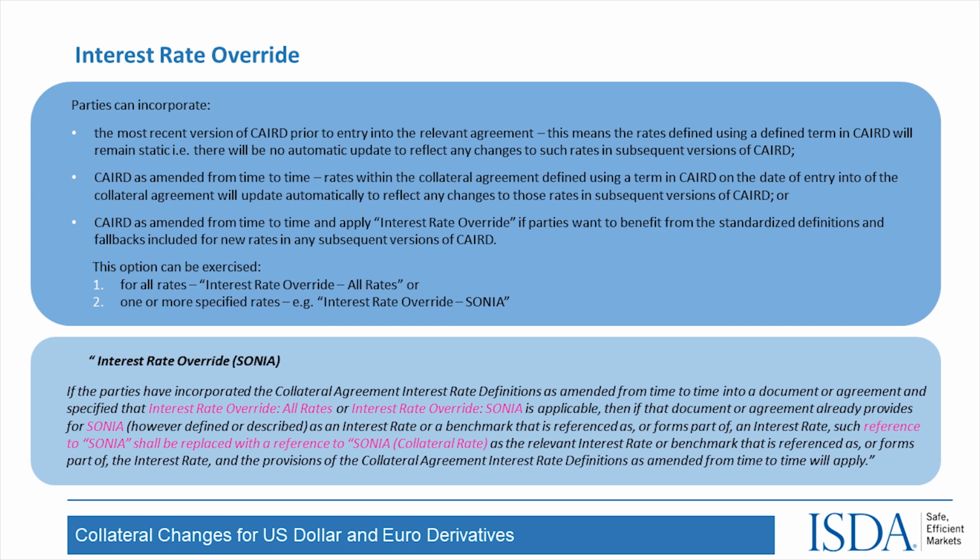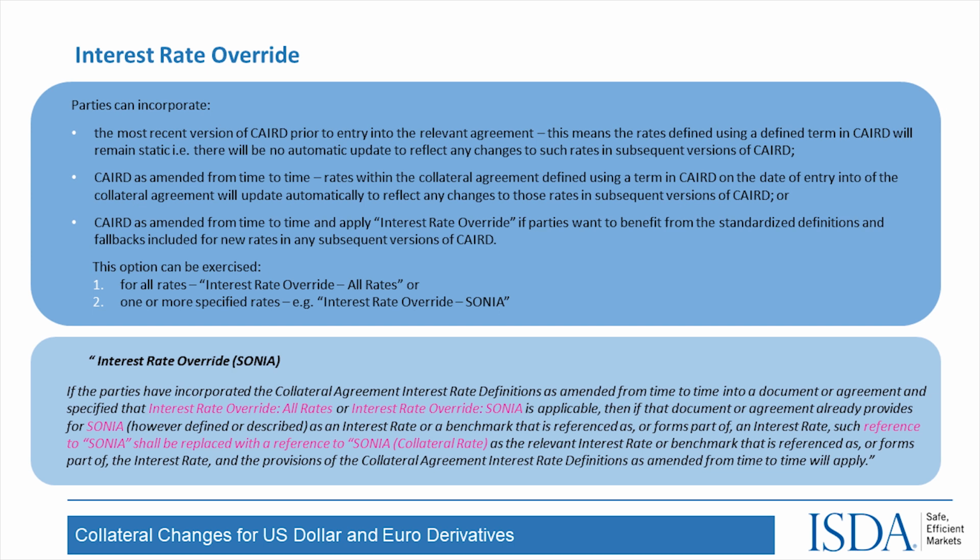Now, if they've incorporated them as amended from time to time, this is when they can use the interest rate override tool. And there's two variants of interest rate override. Parties can either specify interest rate override all rates or interest rate override and a specified rate. So coming back to our example of SONIA, if parties had just specified interest rate override SONIA, and they had incorporated into their CSA version 1 of the CARDs. Now, version 1 only had 2 collateral rates in it for euro cash collateral. It didn't have any rates for sterling cash collateral.